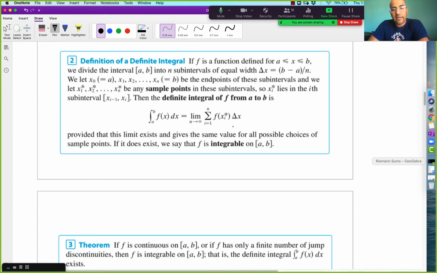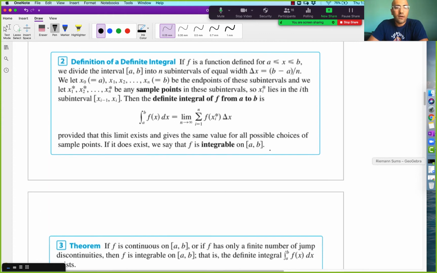This is a sum of rectangles, where the base of each rectangle is this delta x, and then the height of the rectangle is the function evaluated at some point x sub i star, where each x sub i star is a value inside the domain of each rectangle, right? So you can find the height of each rectangle. And then you let n go to infinity to get an infinite number of rectangles, and we sum them all up, and that is equivalent to the area underneath the curve. Right? So let's read this.